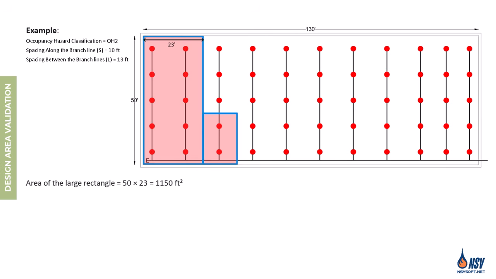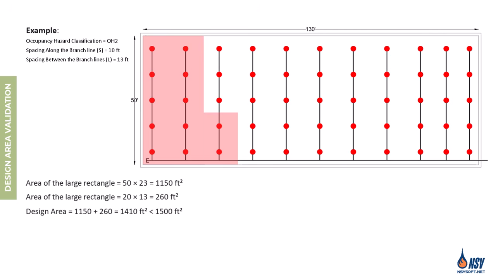The area of the large rectangle is 50 by 23 feet, which equals 1,150 square feet. The smaller rectangle measures 20 by 13 feet, giving an area of 260 square feet. Therefore, the total design area is 1,410 square feet, which is less than the 1,500 square feet required by NFPA 13, and thus not acceptable.